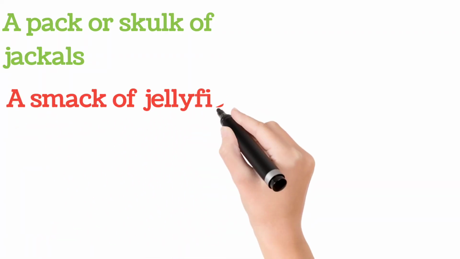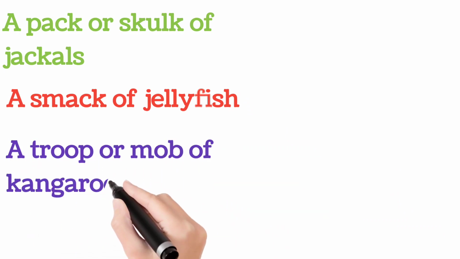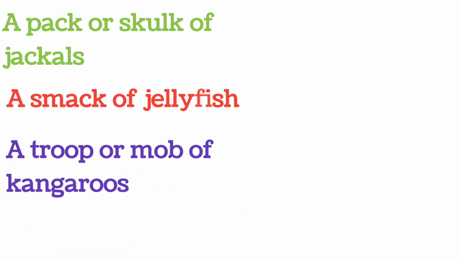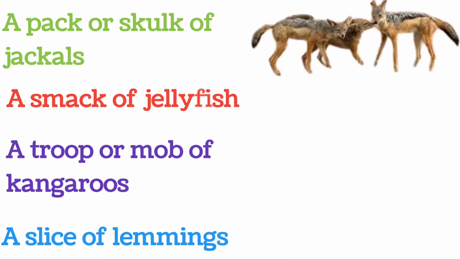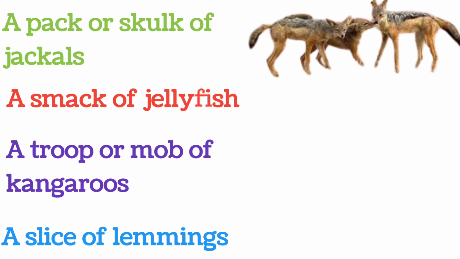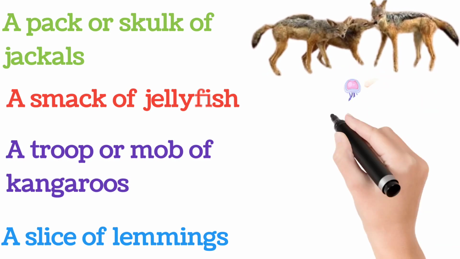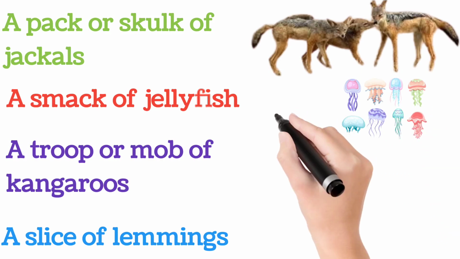A pack or skulk of jackals, a smack of jellyfish, a troop or a mob of kangaroos, a slice of lemmings. Pack, skulk, smack, troop, mob, and slice are the collective nouns.